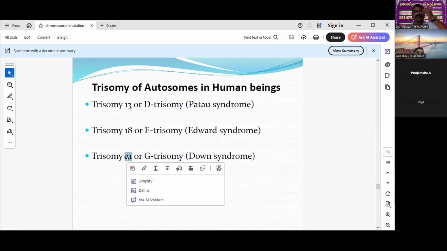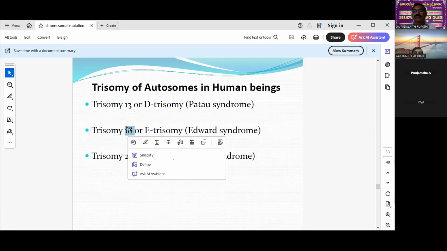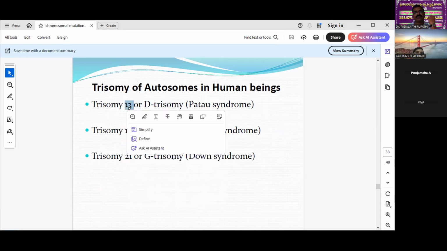Down syndrome is the 21st chromosome appearing in thrice. In Edwards syndrome, the 18th chromosome appears in thrice. In Patau syndrome, the 13th chromosome appears in thrice. So that is nothing but trisomy, 2n+1.